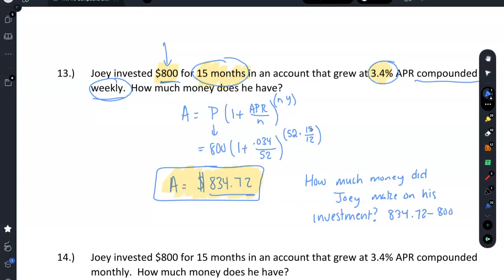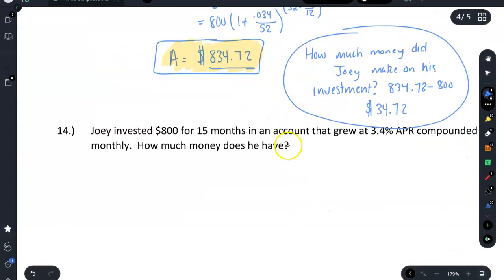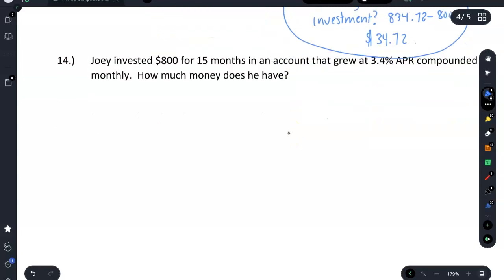So I would subtract that, and I would get $34.72 is how much money he made, which is different than asking how much money does he have. So pay attention to the way it's asked on your test. We can ask these questions in different formats.